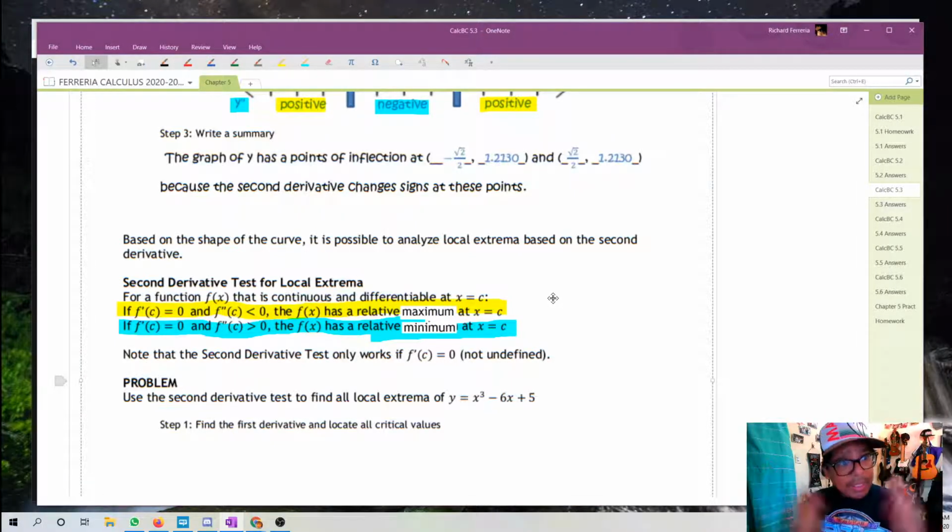Typo, it happens. So the second derivative test is only going to work if f prime is equal to 0 and not undefined. Because if f prime is undefined, that means we're going to be looking at a cusp, and the second derivative is not going to exist there either. Of course, if you have a critical point and the second derivative is undefined, then the second derivative test isn't going to tell you anything either.